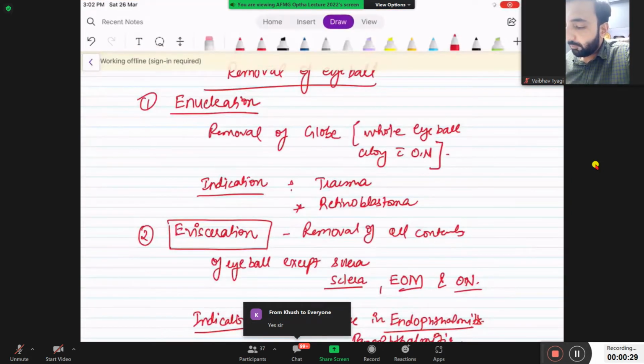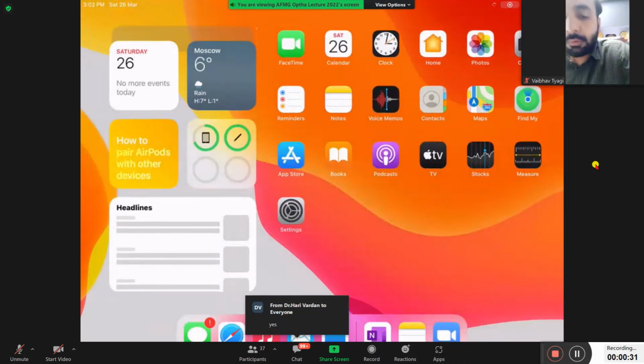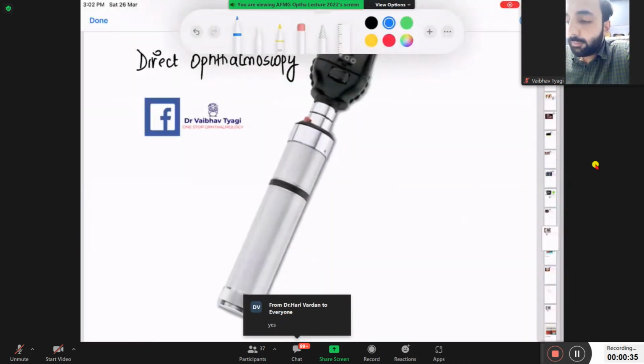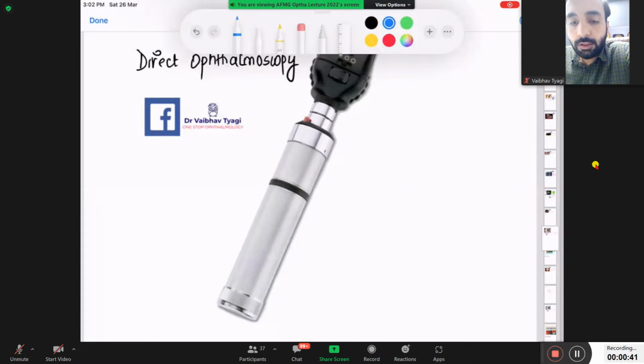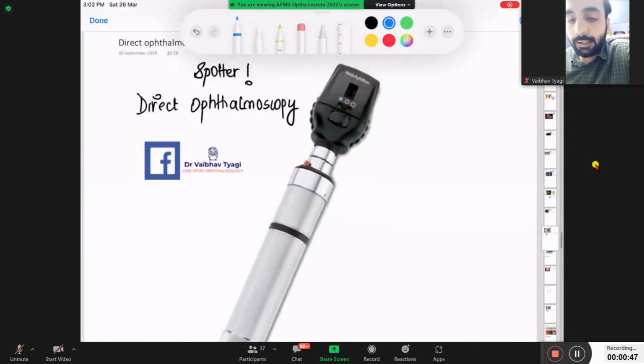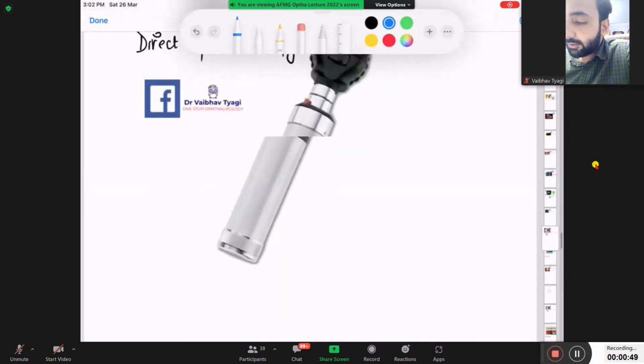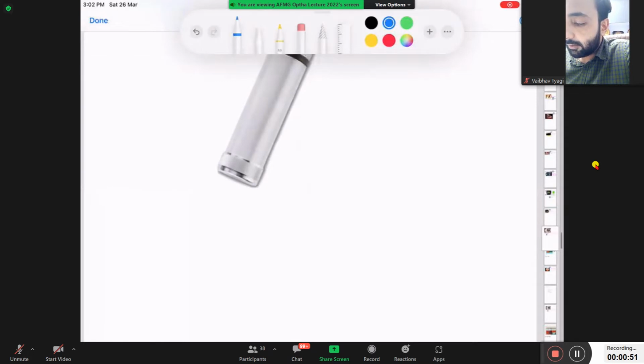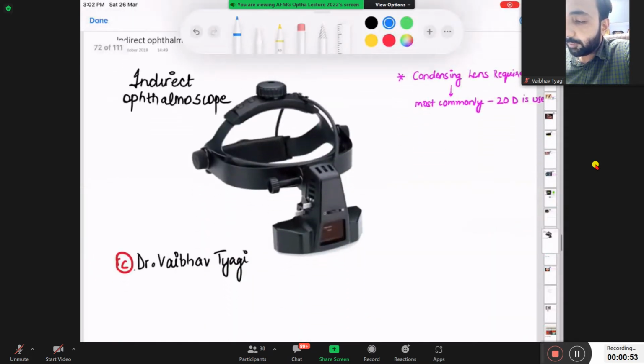Okay. So next topic we will discuss retina. So in retina we have already discussed fundus examination, right? How you visualize the retina with the fundus examination, which instruments are used to visualize the fundus. So there are two instruments, direct ophthalmoscope and indirect ophthalmoscope. This one is direct ophthalmoscope and this is your indirect ophthalmoscope.